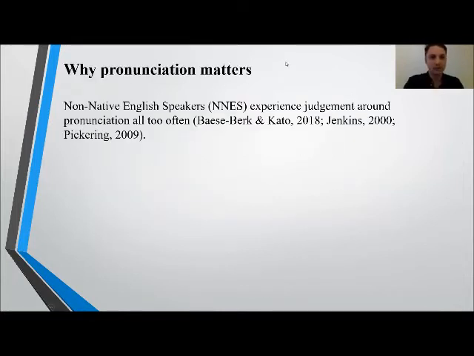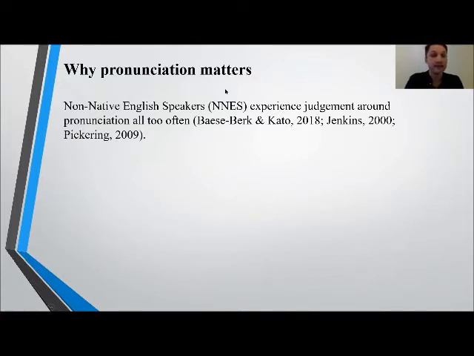So some other reasons why pronunciation matters. Non-native English speakers experience judgment around pronunciation all too often. We just mentioned comprehensibility. It is indeed the most crucial aspect, and we are starting to see a shift away from this ideal model of English dialects. However, non-native English speakers still experience bias because of their accent or their intonation.